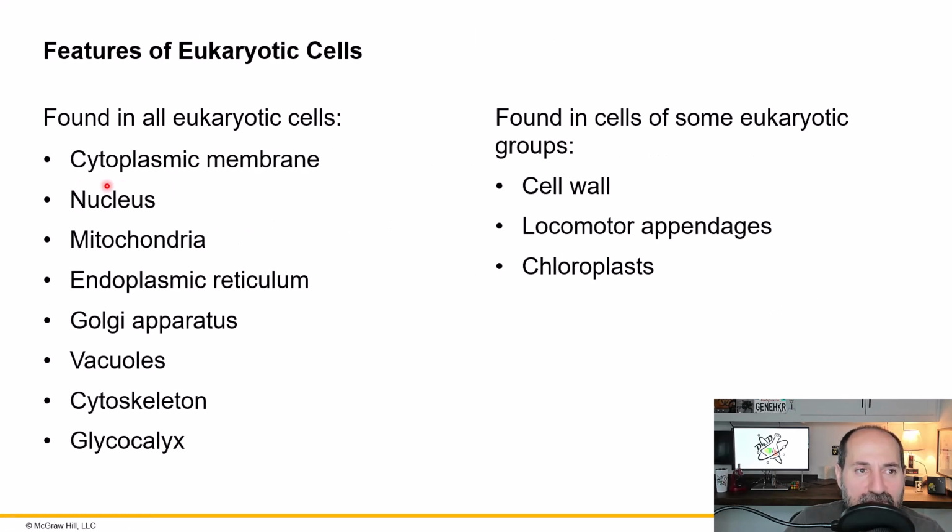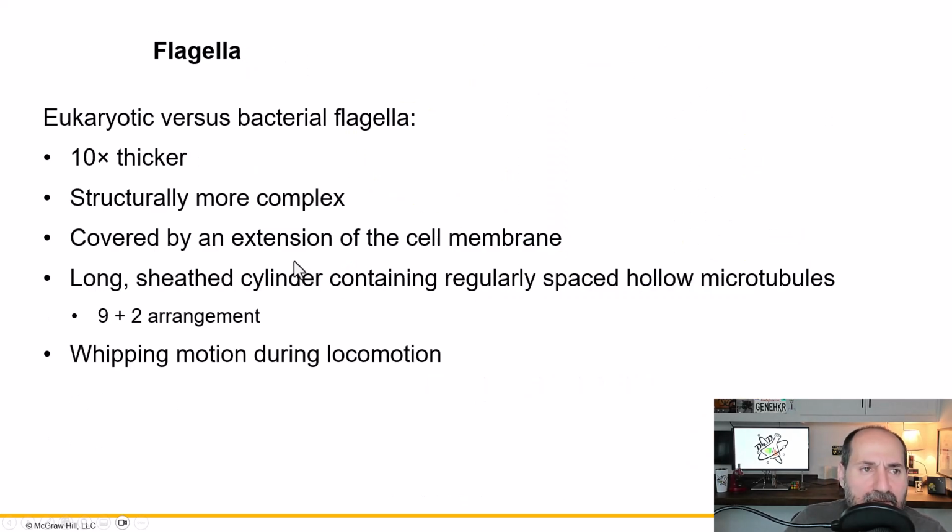You should know these are the structures found in all eukaryotic cells, while these are the structures found in some eukaryotic cells. So for example, I might say, which of the following is not found in all eukaryotic cells, right? So think about that.